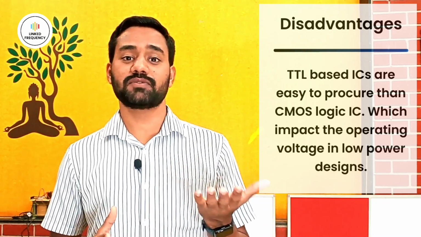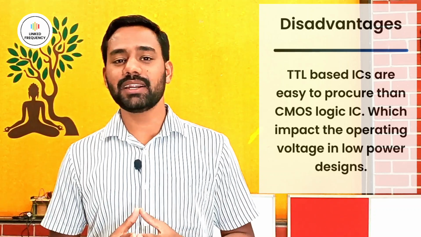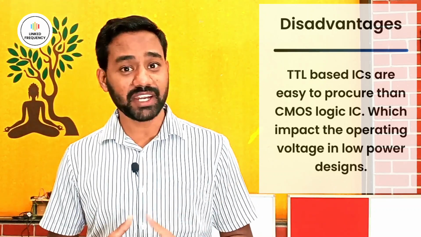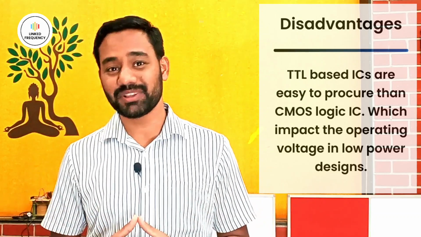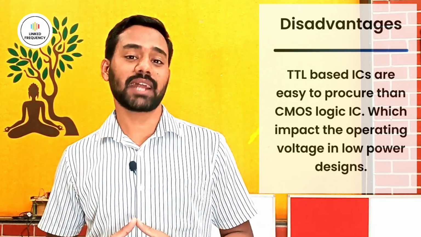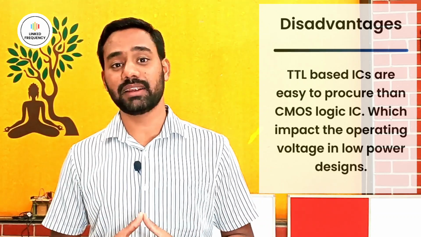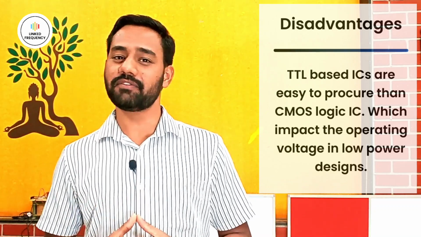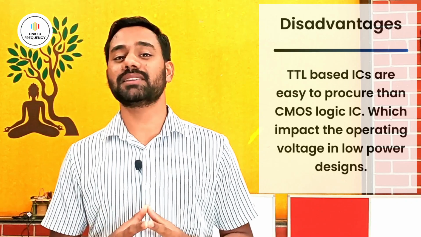The third disadvantage is TTL based ICs are more easily available in the market, which means their working voltage starts from 4.5 volt. If you go for a CMOS based IC, which starts working from 1.8 volt, it is not easily available in the market. Though it is a popular IC, it is not available as easily as TTL circuits. That's why it becomes a little difficult for the designer to consider it for a low voltage application.